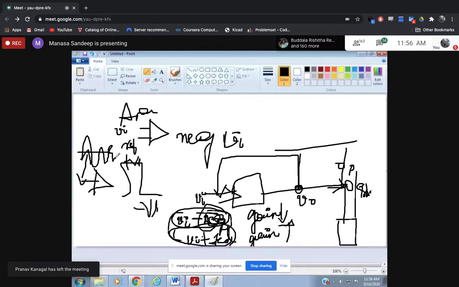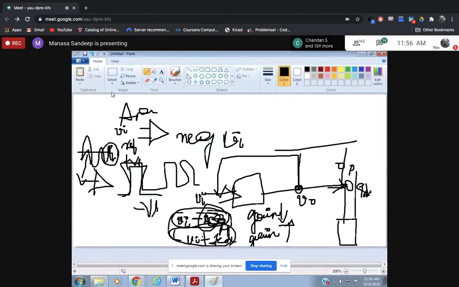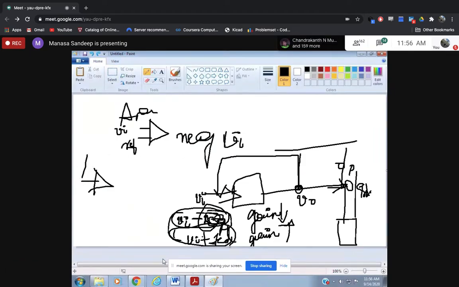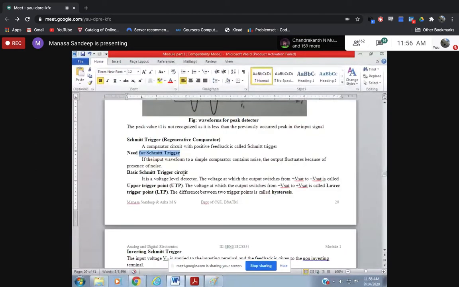So if you have noise, what is noise? Unwanted transition is nothing but the noise. This noise will have an effect in your output. Your output fluctuates. So this basic comparator has that disadvantage. To improve that, we are using this Smith trigger. That's all you need to know.